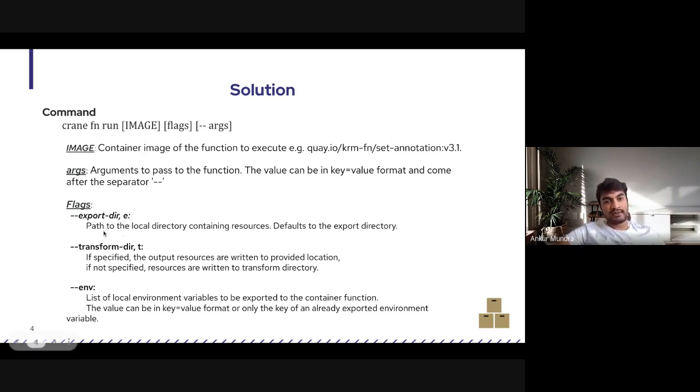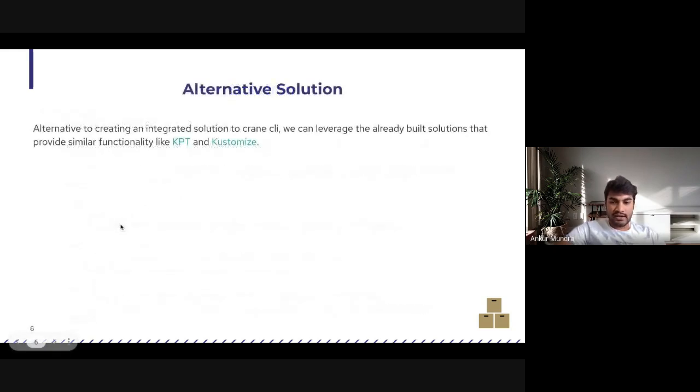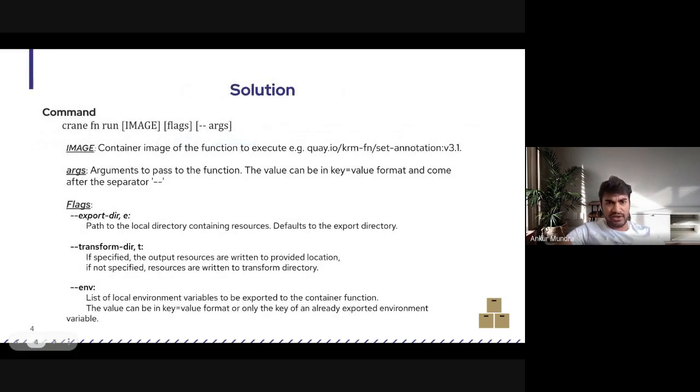So this is consistent with the semantics of the Crane commands which we already have. The export directory is the directory where the raw resources are, which we want to transform. And the transform directory will be where the transformed resources will be once the function is executed. And environment provides the list of environment variables which we want to export to the container.